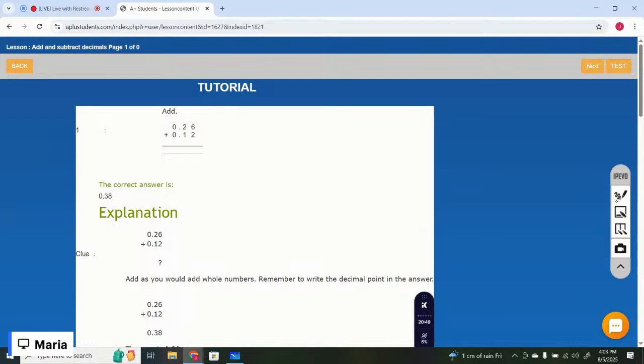0.26 plus 0.12. Let's just start adding from the ones digit. 6 plus 2 is 8. 2 plus 1 is 3, that is 0.38. Let's just start with the test questions.